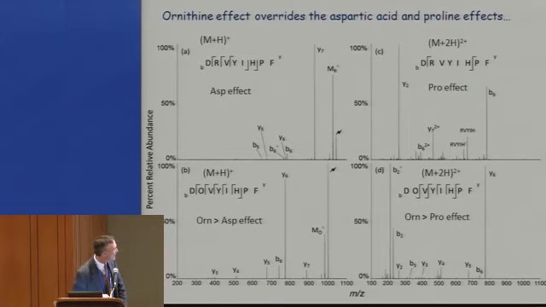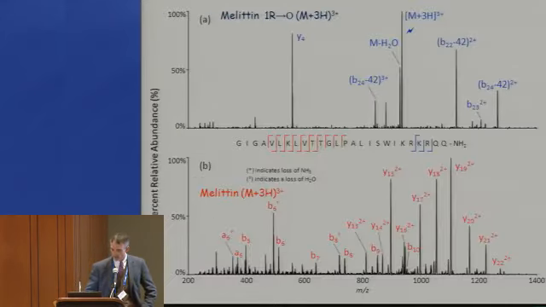And then if you put, for the singly charged ion, when the aspartic acid effect is dominant, if you change that to O, now it becomes a big ornithine cleavage. So the ornithine effect beats the aspartic acid effect here. And if you look at the doubly charged ion that's got the ornithine in it, the ornithine effect beats the proline effect. So it really is a weaker spot than we are accustomed to.